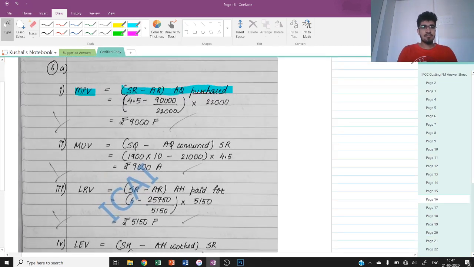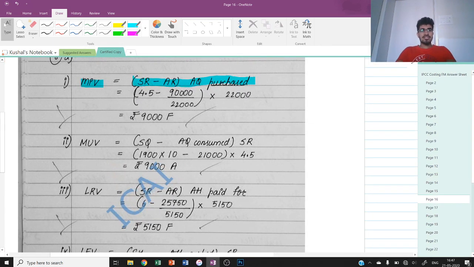Simply dividing 90,000 by 22,000 would fetch you the actual rate, multiplied by the actual quantity purchased, in order to calculate the material price variance. Since the standard rate was more than the actual rate, this turns out to be a favorable variance. Always remember that variances are in rupees terms, so you are required to write rupees in front of all variances, be it favorable or be it adverse.